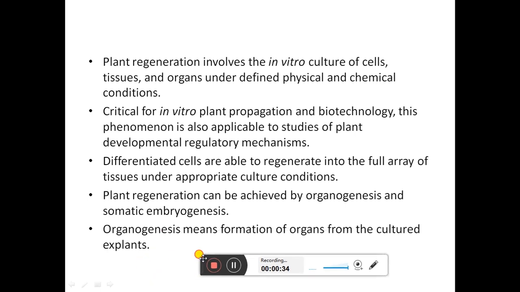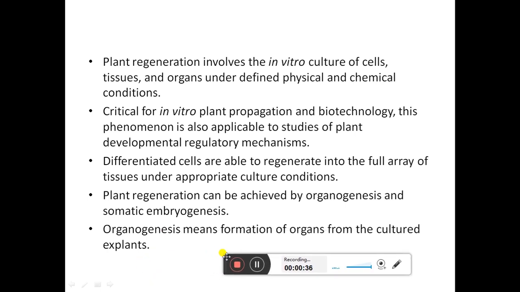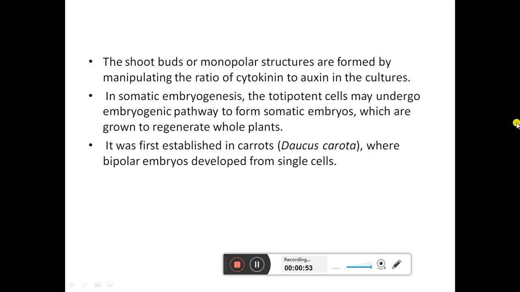Differentiated cells are able to regenerate into the full array of tissues under appropriate culture conditions. Plant regeneration can be achieved by organogenesis and somatic embryogenesis. Organogenesis means formation of organs from the cultured explants. The shoot buds or monopolar structures are formed by manipulating the ratio of cytokinin to auxin in the cultures.